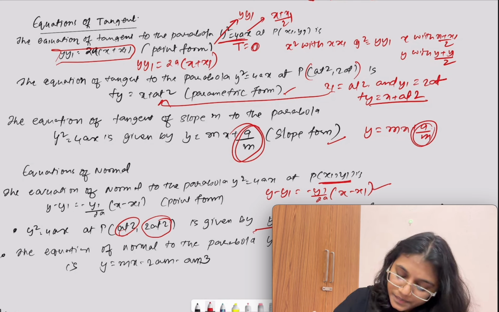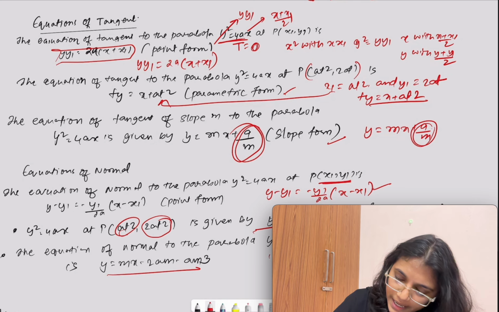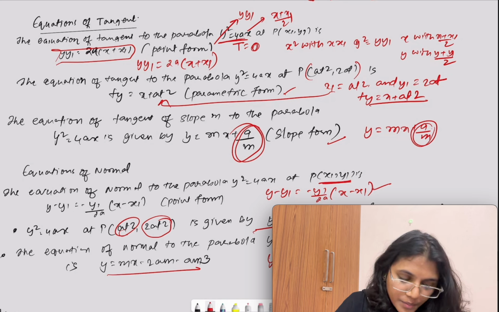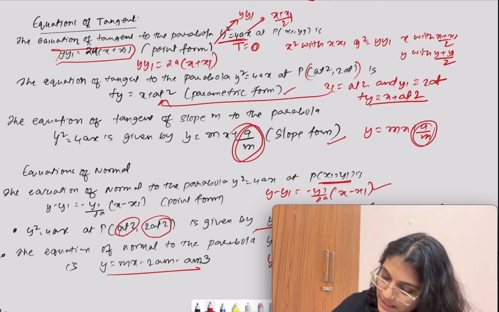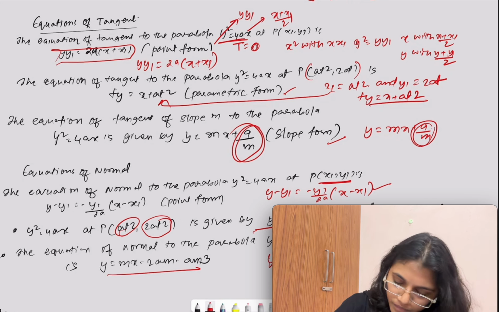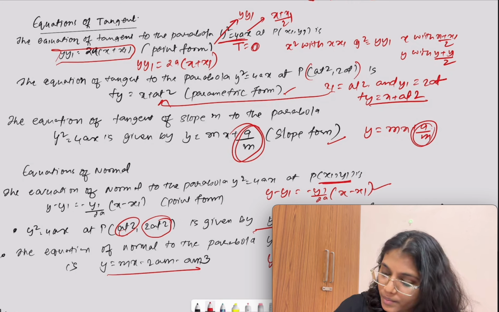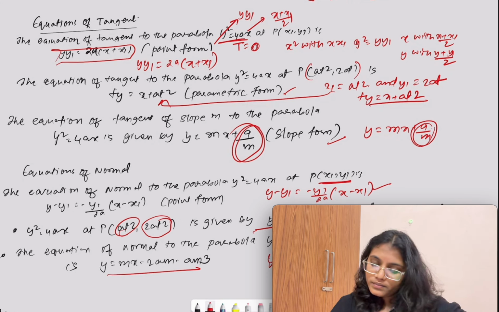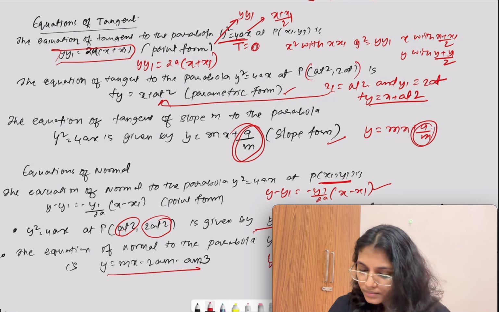And then finally the slope form. So y is equal to mx plus c happens to be a normal to the curve y squared is equal to 4ax, provided c is equal to minus 2am minus am cube. So if c is equal to minus 2am minus am cube, then it will be the slope form of a normal.